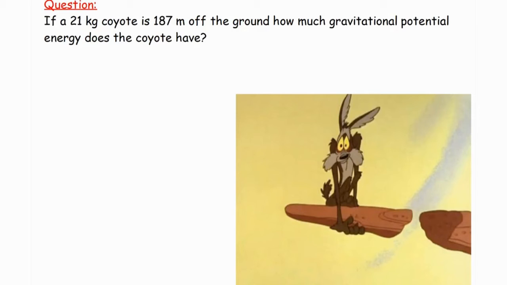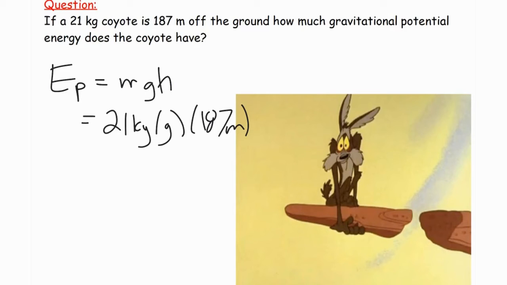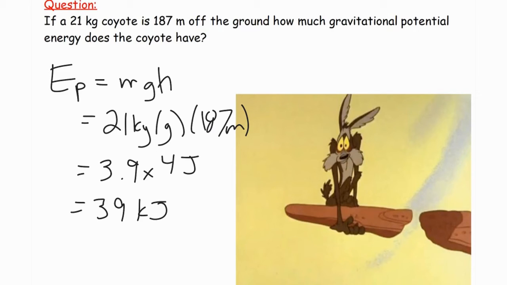Here we have a coyote again, a 21 kilogram coyote, 187 meters off the ground. Calculate how much potential energy the coyote has. So we do this calculation, and we get 38,523 joules, or 3.9 times 10 to the 4 joules. Or I can write that as 39 kilojoules.